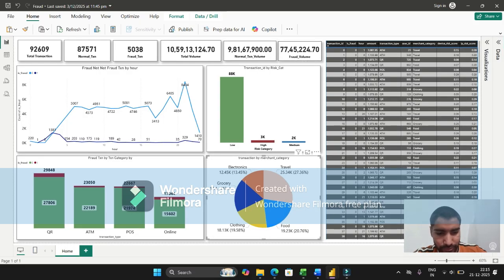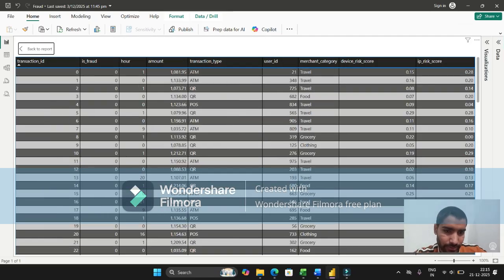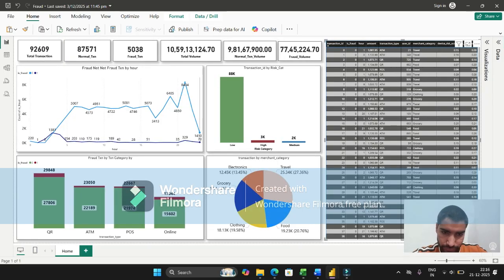This is basic information about analyzing the risk data. I'm not creating anything new here, because I'm making a video after a very long time. Here we have transaction ID, is fraud, the hour in which the transaction happened, the amount, the transaction type, user ID, merchant category, device risk score, IP risk score, and so on. This is fine.